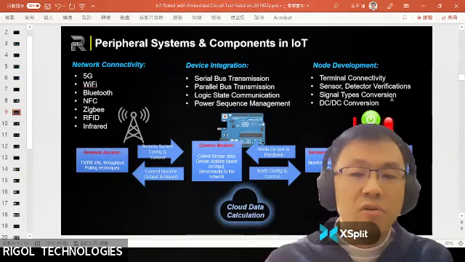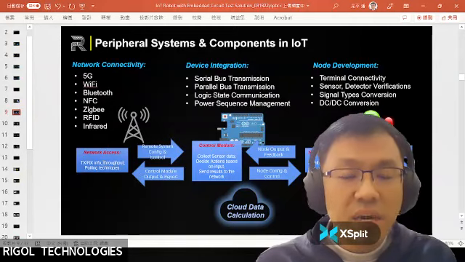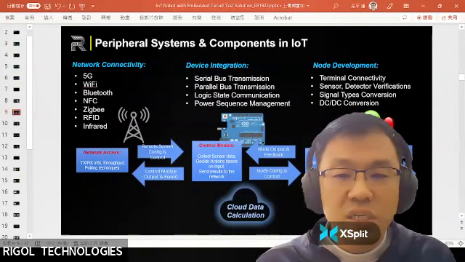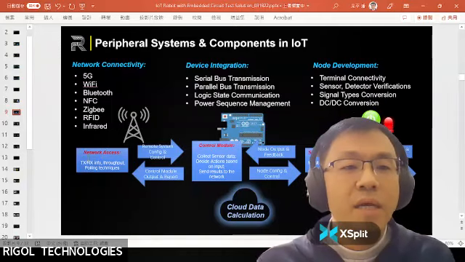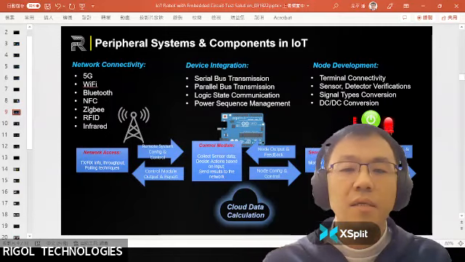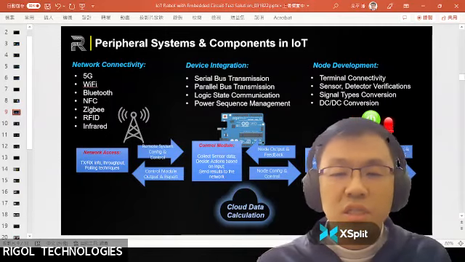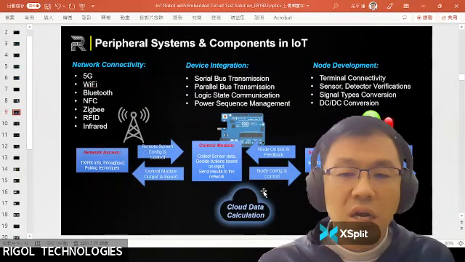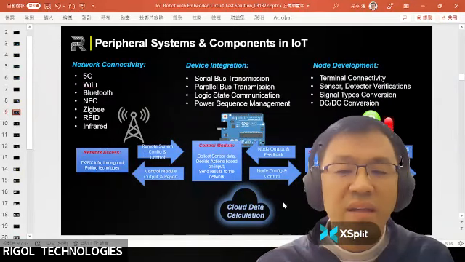So you can see these are the basic signal exchange procedures across the network, control unit, and the front-end device. All the procedures are implemented under the cloud data calculation platform.